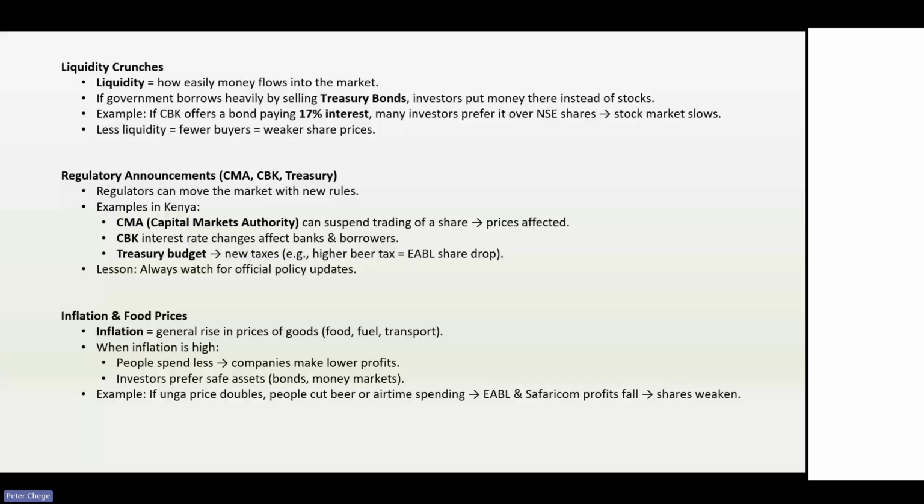Tax on beer, tax on consumer products, tax on airtime. It's affecting those companies. Safaricom, EABL, you find share price going down. But as a smart investor, this is always the time to time the market. So during liquidity crunches, we have said share price goes down. Smart investor, watch out for any regulatory announcement. If it is negative to that company, expect some price drop. Get in.